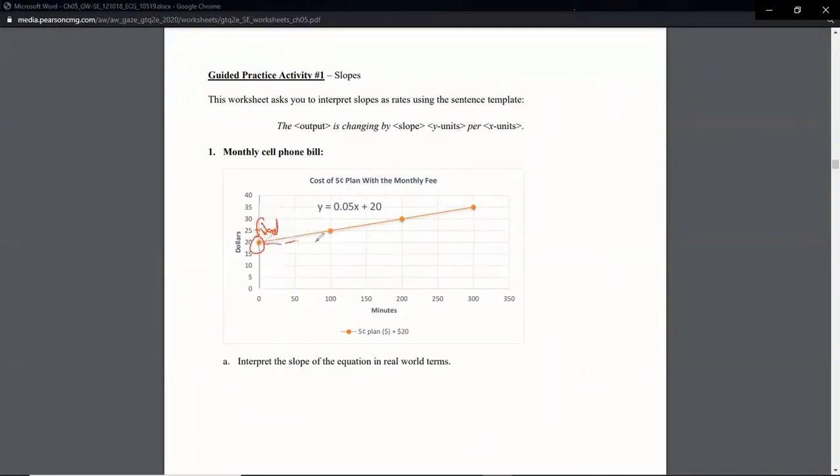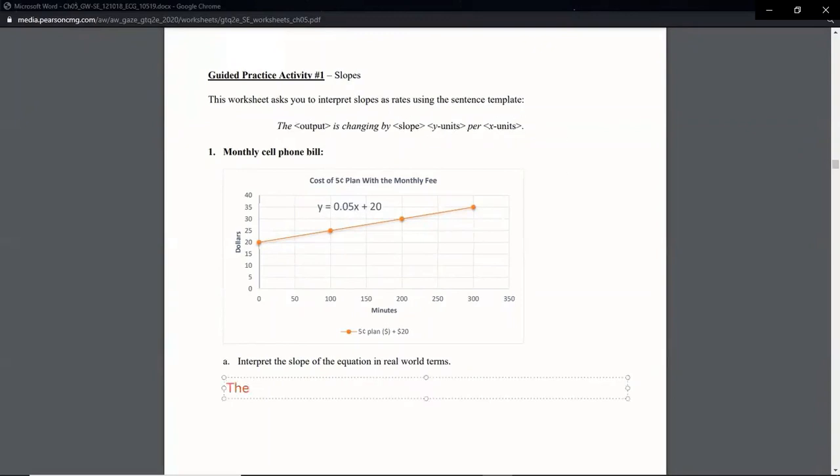And then the run and the rise demonstrates the slope of 0.05. So every time you go right 1, you're going to go up 0.05. But this is me actually showing right 100 and up 5, which is the same ratio if you were to reduce it. But that's not what we're supposed to be describing here. We've already done all that stuff. We're trying to interpret the slope of the equation in real world terms using this cookie cutter template.